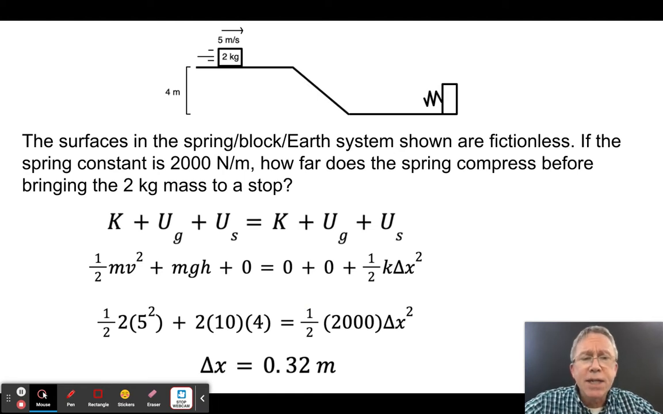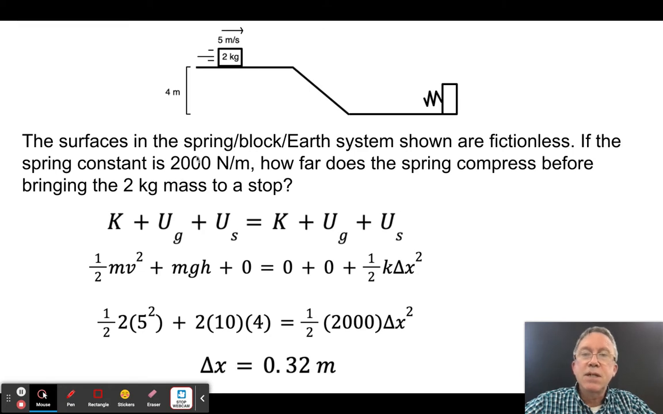So let's just look at an example, analyze it, and decide whether we should use the conservation of mechanical energy or add work into it. So what I have here: the surfaces of the spring-block-Earth system shown here are frictionless. Okay, there's your hint. They're frictionless. There's no other force acting on it other than gravity and spring. This is going to be a closed system. So that means that I can just say the mechanical energy I start with is going to equal the mechanical energy I end with because there's no opportunity for energy to be added or taken from the system.